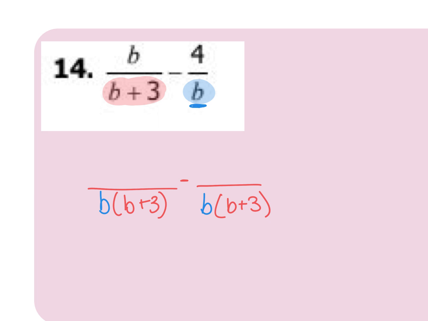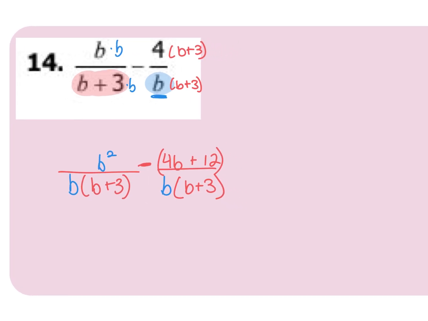And then we just multiply by what we're missing. So the first fraction, we're just missing the b. So multiply by that on the top and the bottom. On the top, b times b is just b squared. And then for the second one, we're just missing the b plus 3. So that's what we multiply by on the top and the bottom. So when we distribute that out, we get 4b plus 12 on top. But we're subtracting, so we're subtracting that whole numerator. So on the top, we have b squared minus 4b minus 12. On the bottom, b times b plus 3.